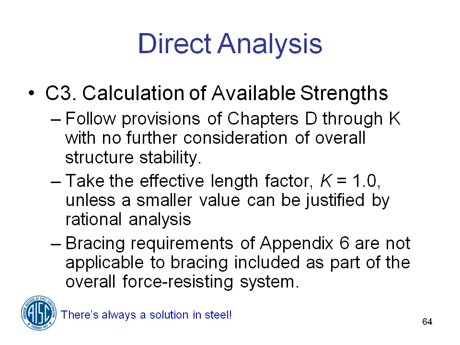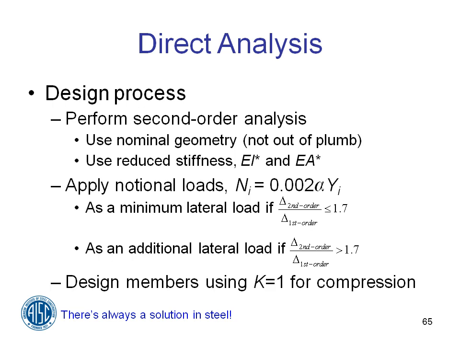So the design process is fairly simple. Perform your second order analysis, either B1, B2, or with a rigorous method. Use the nominal geometry, in other words, not the out-of-plumb geometry. Use the reduced stiffnesses, apply your notional loads, and then design the members for K equal to 1.